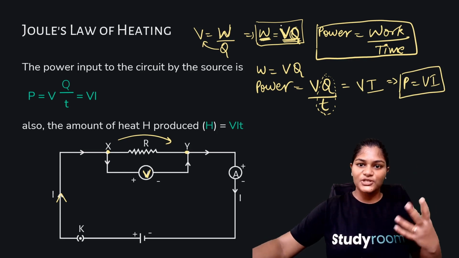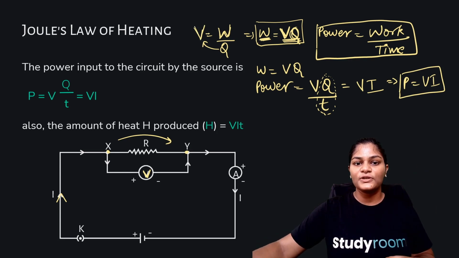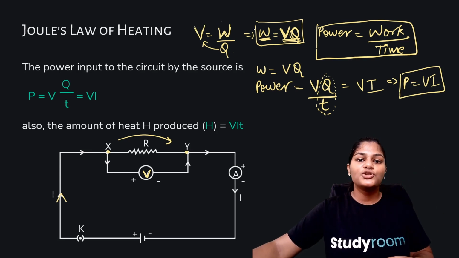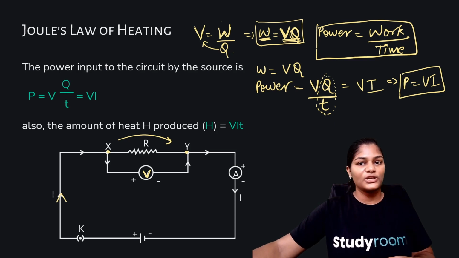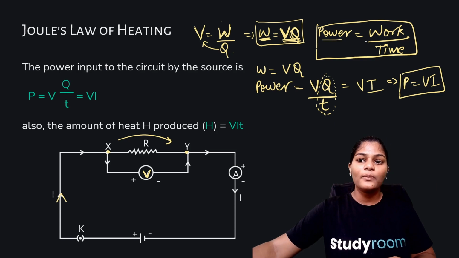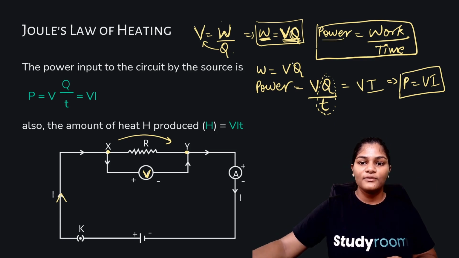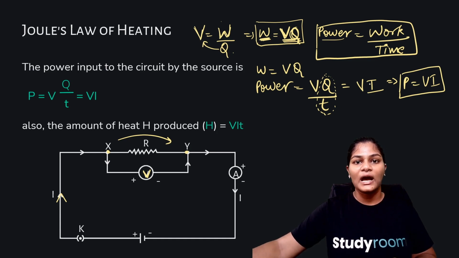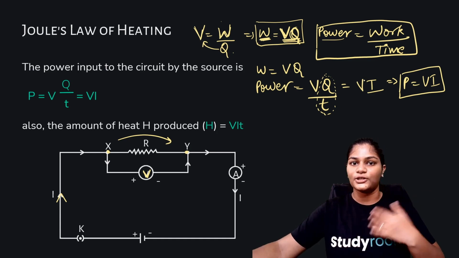So this much is clear to you that the potential difference is work upon charge. So work is just equal to potential difference into charge. We just rearrange that formula, and we know that power is work upon time. So we did work, which is VQ upon time, and Q by T we replaced by I, because we know Q by T is the current, or I.